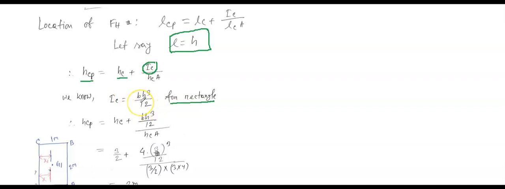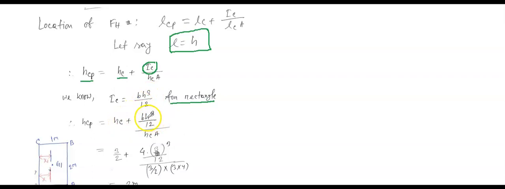So what I will tell you, just go through the books and the course notes, see my slide as well. You will see the term IC for different objects like rectangle or triangle or any other domain. So you will see it is different. So substitute this value, IC equals BH cubed over 12.